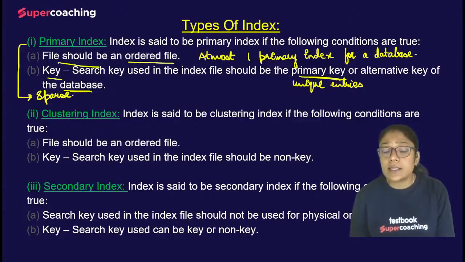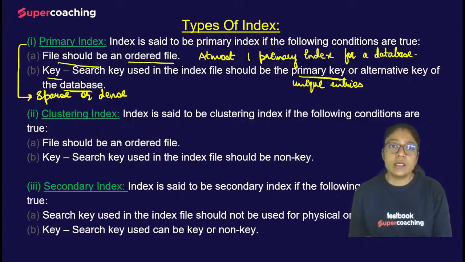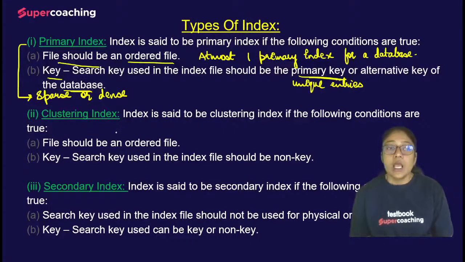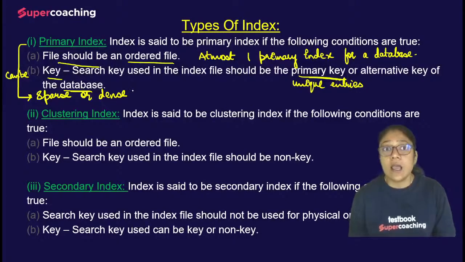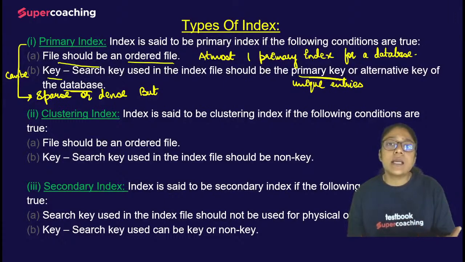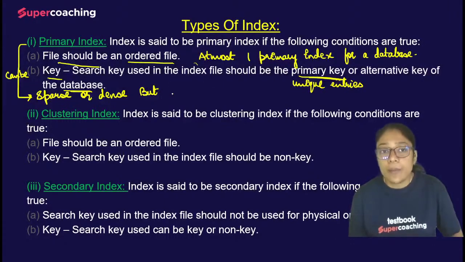So sparse index can be constructed for the primary index, or dense index is also possible, because it's your choice whether you want to take the single entry or for each and every record you want to store the entry. So this primary index can be sparse or dense, but obviously sparse index will be preferred because the IO cost is less for the sparse index, क्योंकि sparse index में number of entries ही कम है. So sparse index is preferred.